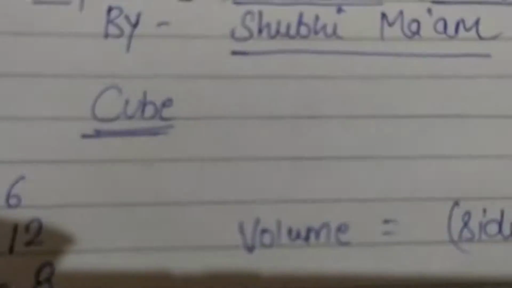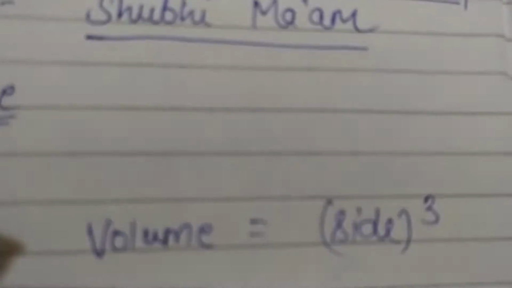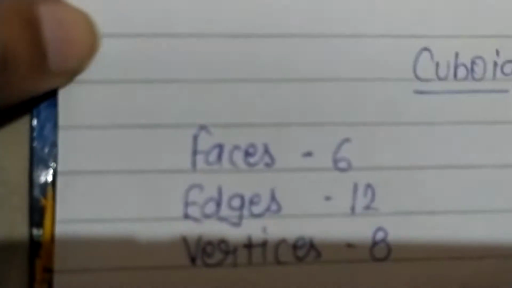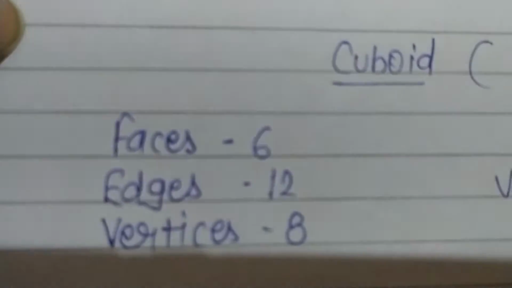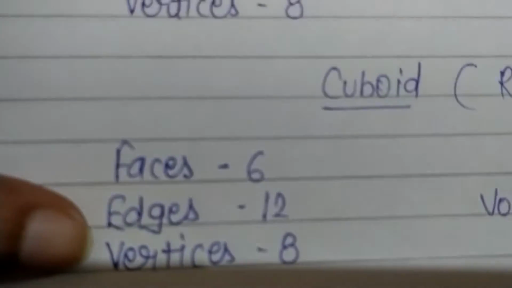The volume of cube equals the cube of side. It means side multiplied by side multiplied by side. Second one is cuboid. There are 6 faces, 12 edges and 8 vertices in a cuboid like cube.